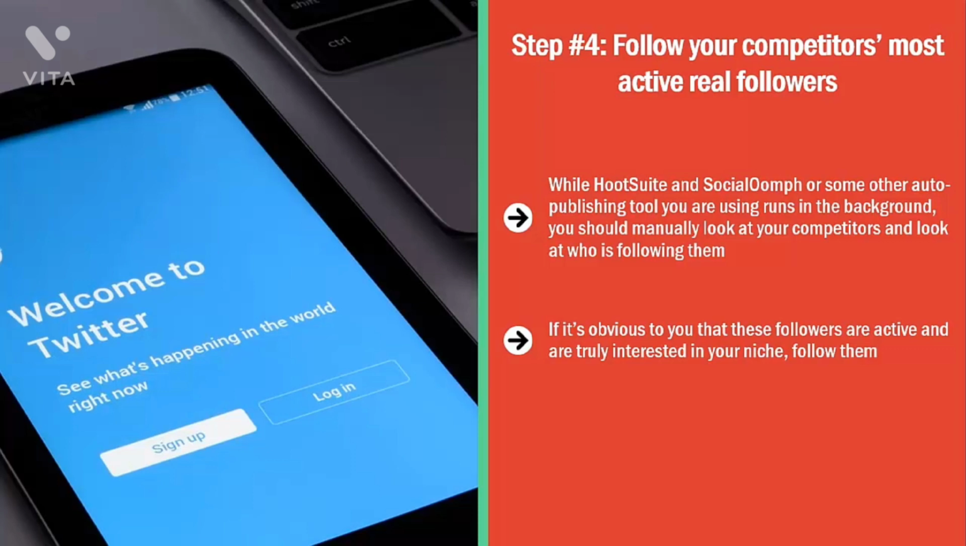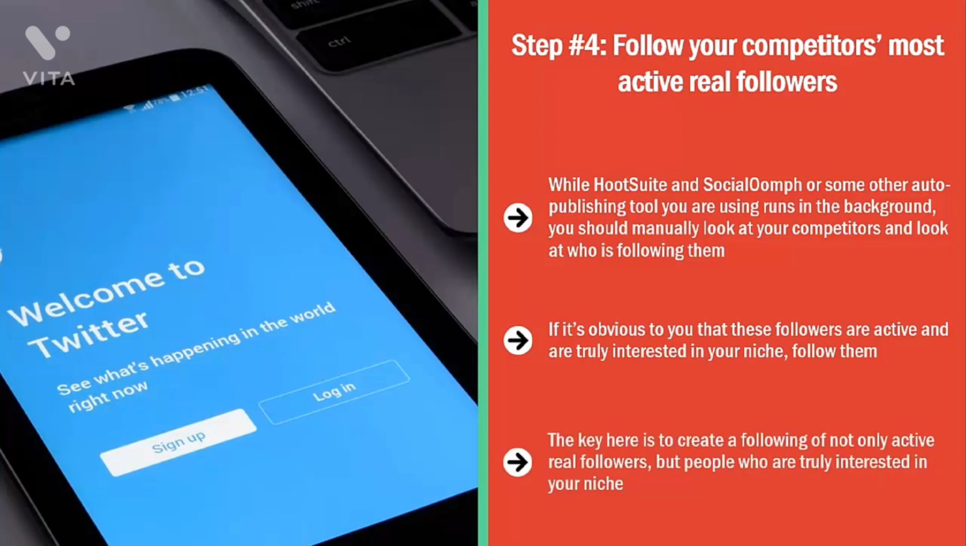The strategy here is pretty simple. On Twitter, a certain percentage of people will automatically follow you back when you follow them. Not everybody does this, but around 20 to 30% of people will. The key here is to create a following of not only active, real followers, but people who are truly interested in your niche. If you do this right, you build a tremendous amount of credibility with the high-quality, curated content that you're sharing, and this can draw eyeballs to your Layer 1, Layer 2, Layer 3 content, and this can lead to traffic to those pages.